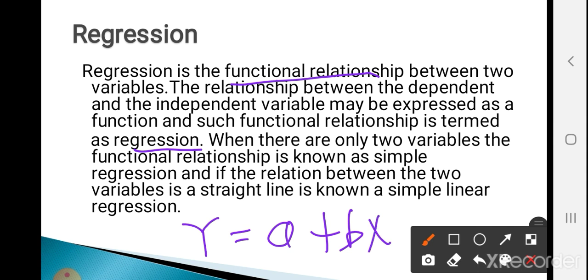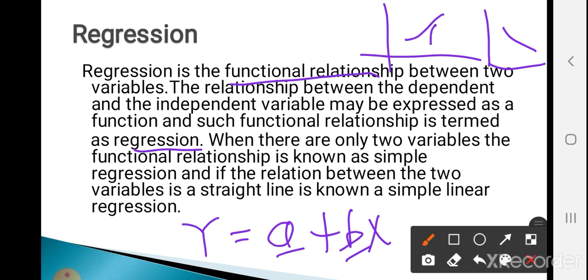If the correlation between the two variables is perfect positive or perfect negative, then we can easily find the values of a and b, because only one line passes through the points. So we can easily find the slope and intercept. But if a high positive or low degree positive correlation exists between the variables, then several lines pass through the points. Then how do we choose the best line? For that we use the least square principle for finding the values of a and b.